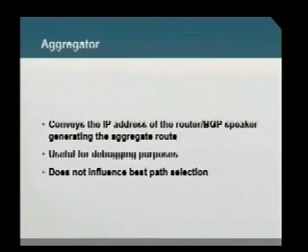Anyway, moving swiftly on, aggregator conveys the IP address of the router or the BGP speaker which generated the aggregate route. But the only use for it really is for debugging. It lets you find out which router created the aggregate, but apart from that, it has no real use whatsoever. It's certainly not used in the BGP path selection process. So it's simply there. If you want to find out who generated a particular aggregate, it will tell you who did that, which router did that.